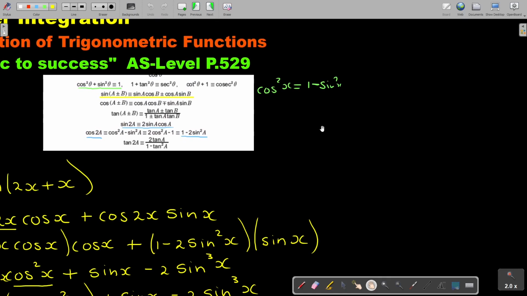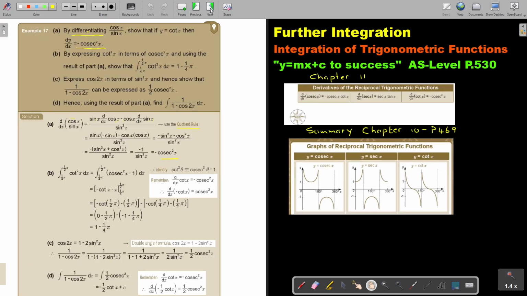So if you look here on the formula sheet, you will also see that identity. There, cot square x, do you see, is equal to cosec square x minus 1. So you will find it on the formula sheet. That's nice. But that's coming from chapter 4 already. So basically I'm just going to substitute.